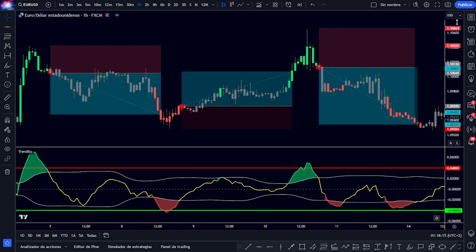I am sure that if you implement this indicator in your trading, you will love it, and it will help you to generate much more money with trading.